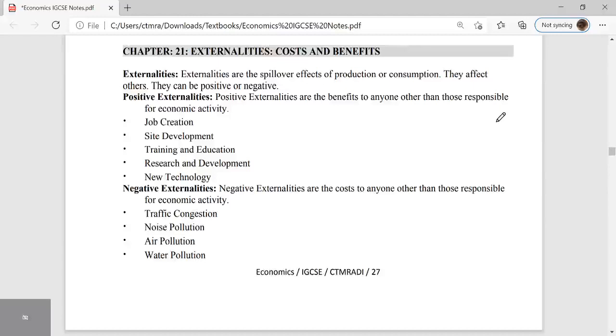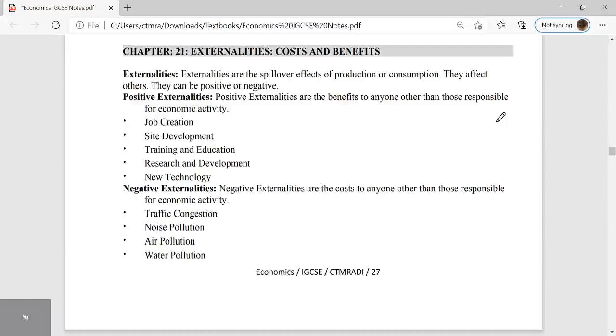Negative externalities include traffic congestion. Think about it when you're buying a car. You were consuming it, and Toyota maybe produced it, but other people who are not producing or consuming are suffering, right? Think about traffic congestion because of your car. Then noise pollution when you're honking your car horn. Then air pollution when you're emitting harmful air.